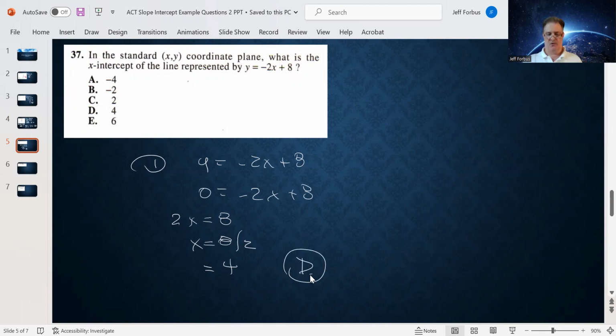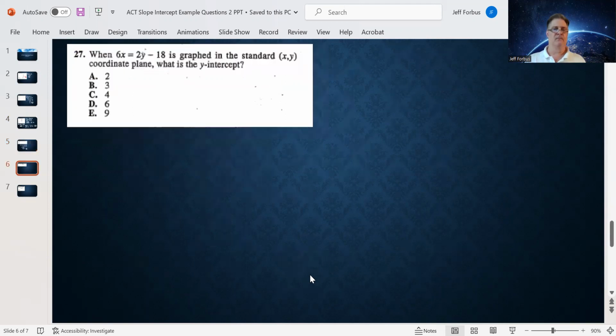All right, 2 more. Now, when 6x is equal to 2y minus 18, what is the y-intercept here? All right, so remember our favorite equation. We want to get it into this form: y is equal to mx plus b. So step 2, our equation is 6x is equal to 2y minus 18.